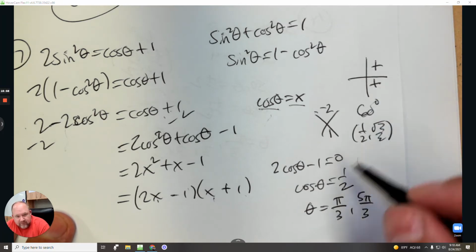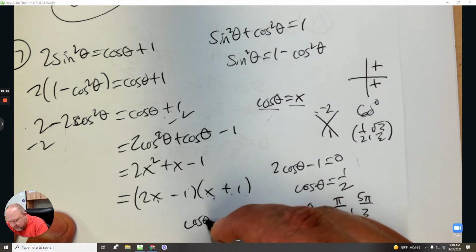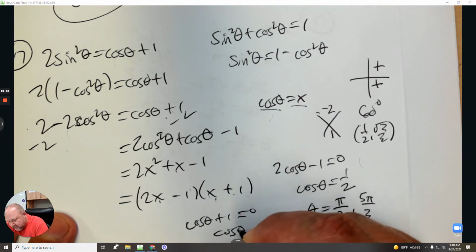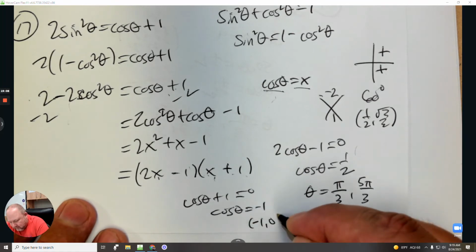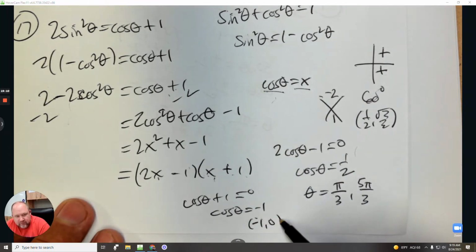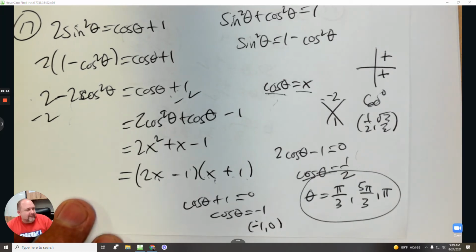The second one, instead of x plus 1, we're going to write cosine plus 1. So when I solve it, subtract 1. When is the x value negative 1? Negative 1, 0 goes with pi on the unit circle. That's directly to the left. And you have your 3 angles that fit.